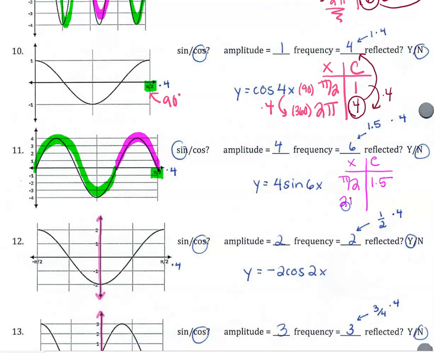Now again, you want 2 pi for your frequency, which as we just learned up above, is multiplying by 4. So if I take 1.5 and multiply by 4, that would be 6. That's where my frequency is coming from, which is why you're seeing it there in my equation. It has not been reflected because it's going up first.